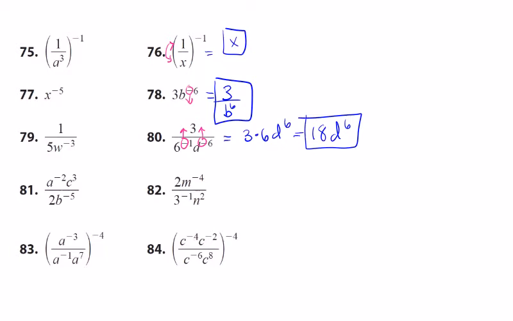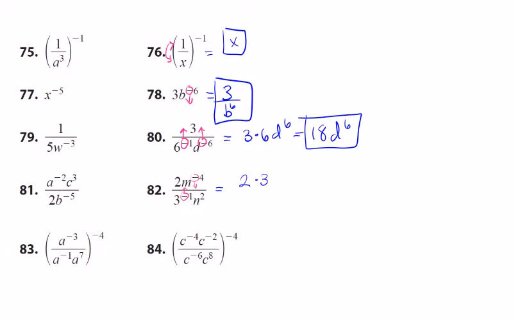So 82, similar situation, right? I want to move this to the top to make that exponent positive. I'm going to move this to the bottom to make that exponent positive. The 2 here can stay. It has its own exponent of positive 1. The n squared can stay because its exponent is positive, so it's fine where it is.